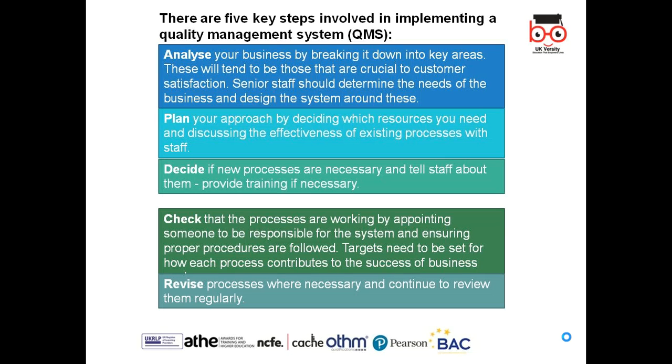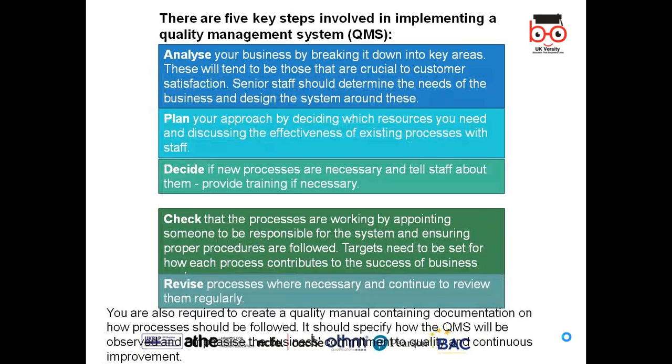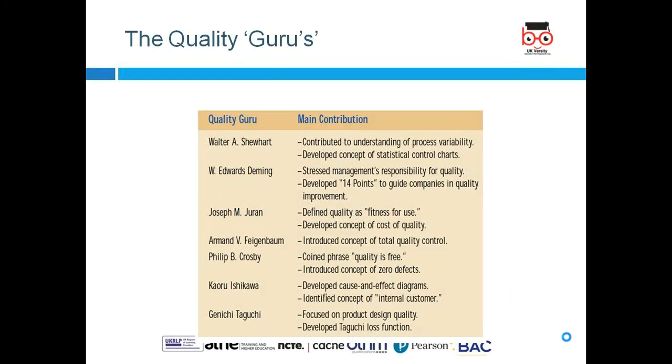What we need to do is analyze your business by breaking down the key areas. Customer satisfaction is crucial. Senior staff should determine the needs of the business and design the system. Plan your approach to decide whether resources are needed, discussing the effectiveness of existing processes with the staff. Decide on the new processes necessary and tell the staff about them, providing training, and check the processes are working by appointing someone responsible for the system. Revise the processes where necessary. Continue.